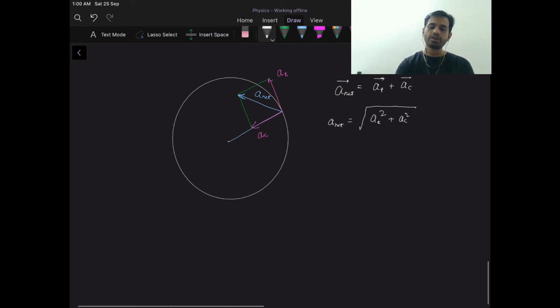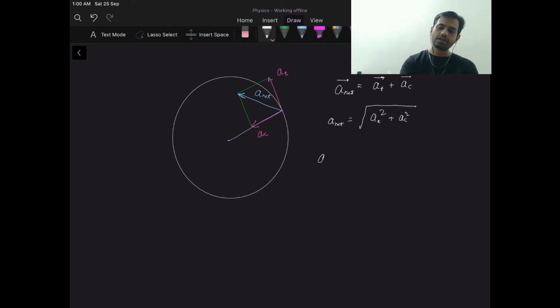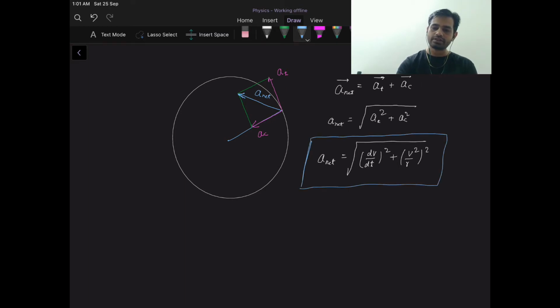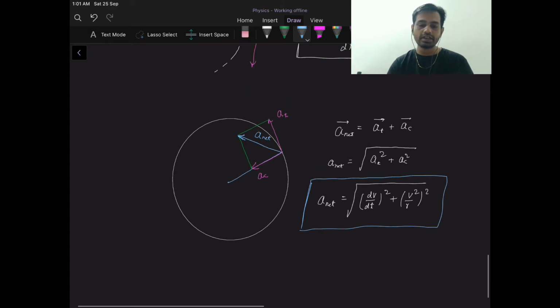We can substitute its values. So a net will be equal to the square root of (at is dv by dt, this whole square, plus ac is v square by r, this whole square). So this will be the value of net acceleration. Okay, is this clear?